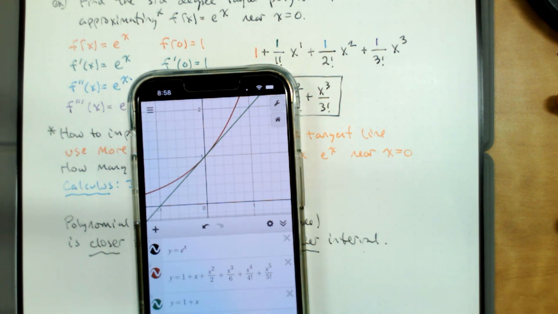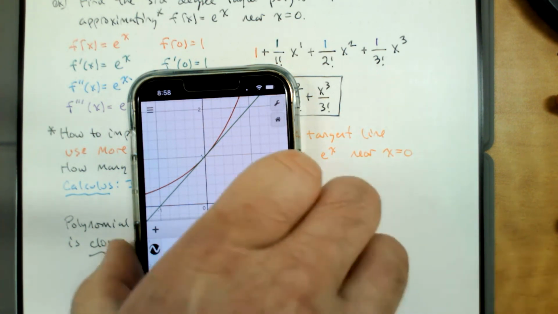We improve the approximation by adding more terms, going to a higher degree. Improving the approximation means the values will be closer to the function, and it'll be an appropriate approximation on a wider interval. Any questions?